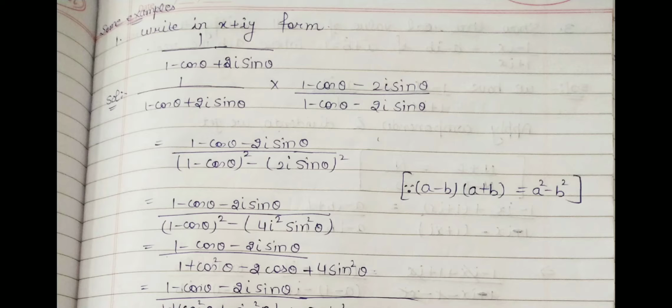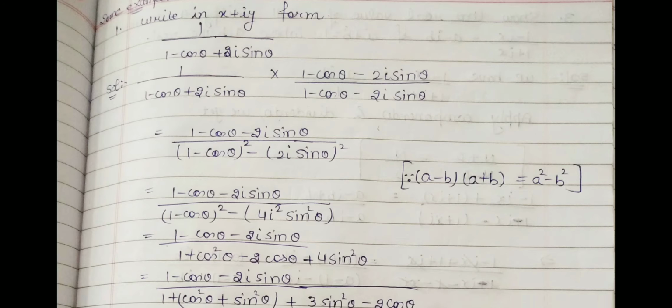So we have 1 minus cos theta minus 2 iota sin theta, and with this factor we will multiply and divide. So we get 1 minus cos theta minus 2 iota sin theta upon (1 minus cos theta) whole square minus (2 iota sin theta) whole square. Here we can apply the identity a square minus b square is equal to (a minus b) into (a plus b).